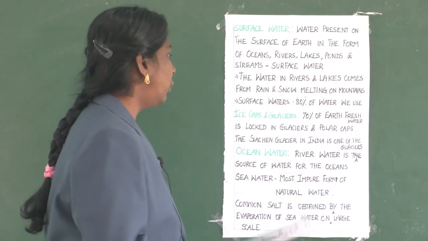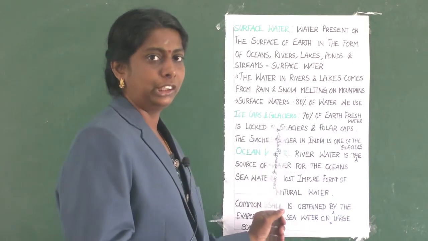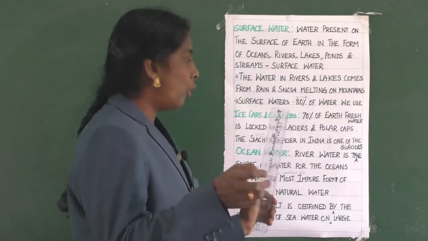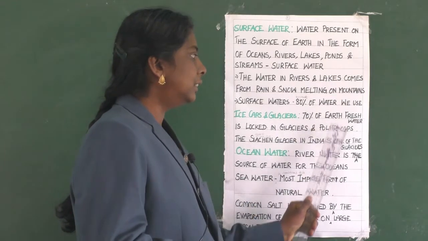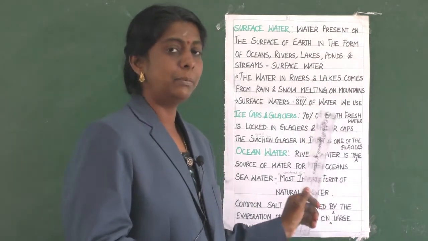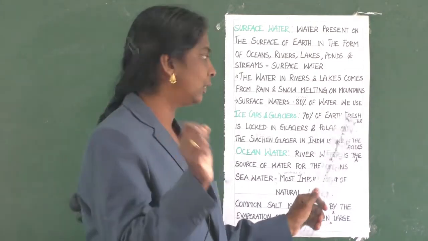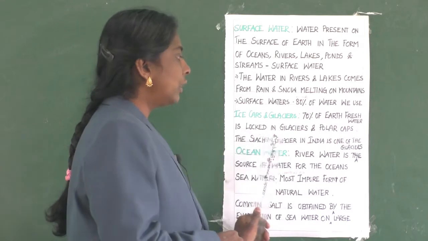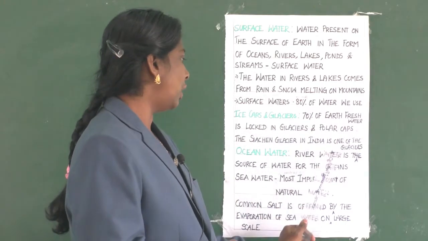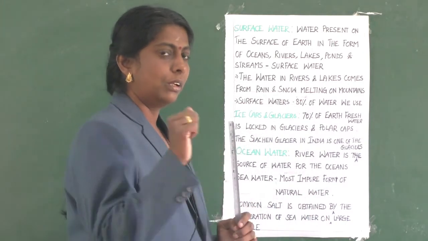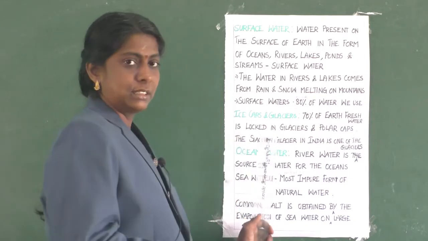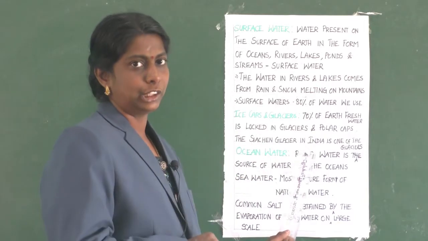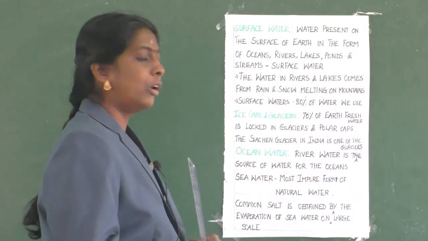Okay, the next thing is about ice caps and glaciers. So what is this? They in total occupy 70% of earth's fresh water. So 70% of earth's fresh water is locked in glaciers and polar caps. One best example is the Siachen glacier. It's in India. That is one of the glaciers. Clear?